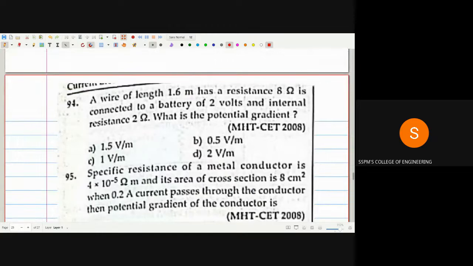Look at the next example. A wire of length 1.6 meter has a resistance of 8 ohm connected to a battery of 2 volt. The internal resistance is 2 ohm. What is the potential gradient?